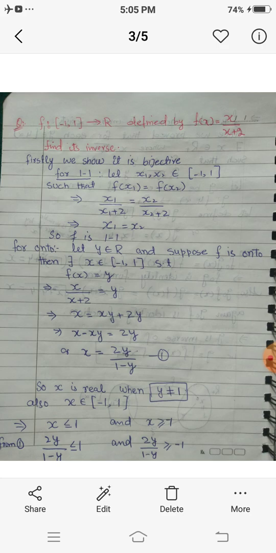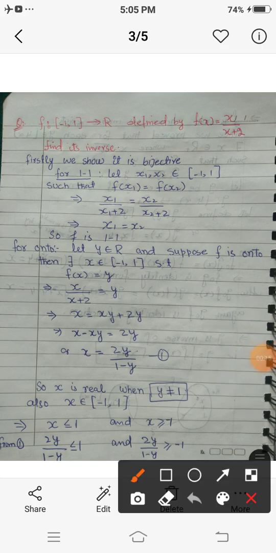We have a function from the closed interval [-1, 1] to R defined by f(x) = x/(x+2). We have to find its inverse. Firstly we will show that this function is bijective, that is, one-one and onto. For one-one, let x1, x2 belong to this interval [-1, 1] such that f(x1) = f(x2).